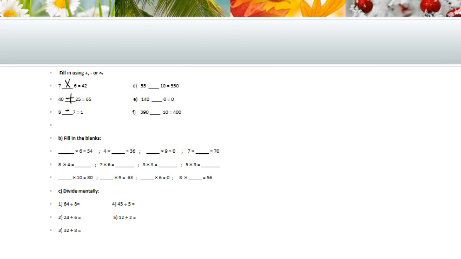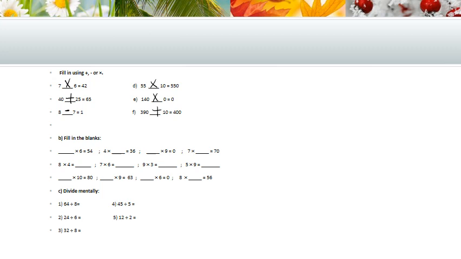55, if I want to add them together, they will not give us 550, and the minus, they will not give us 550, so it should be multiplication. 140, if I want to add it to 0, it will not give us 0. Minus also, it will not give us 0, so it will be multiplication. The last one, 390, if I want to multiply it by 10, it will not give us 400. I have to add it.